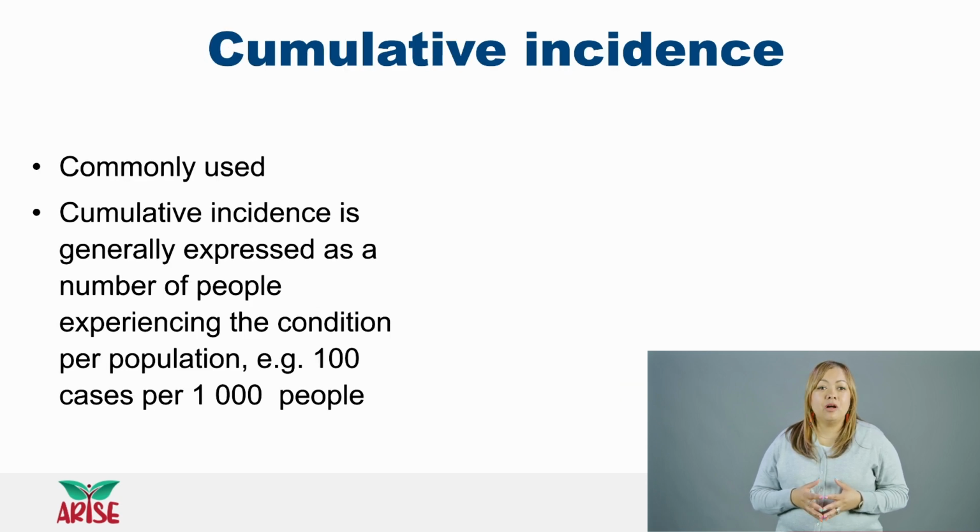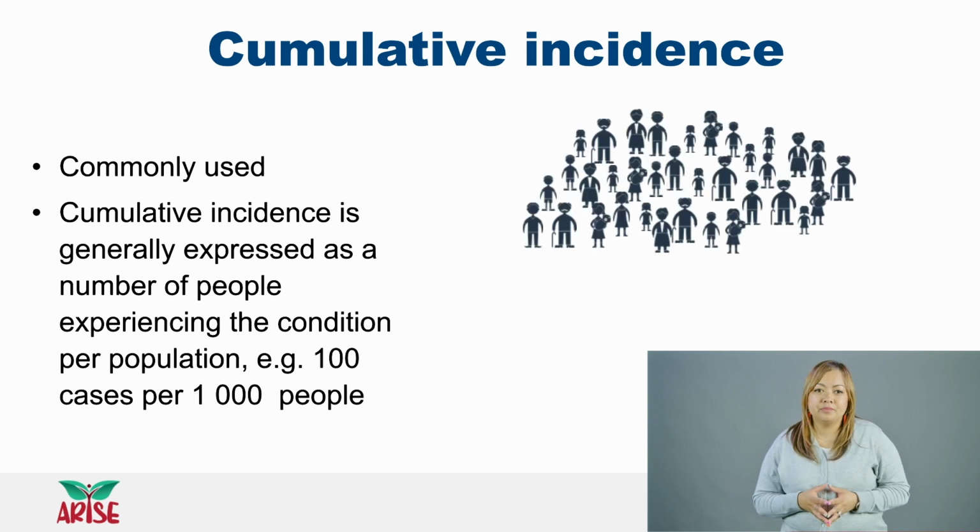Cumulative incidence is commonly used. It is generally expressed as the number of people experiencing the condition per population, for example, 100 cases per 1,000 people. Here's an example. Say we are assessing symptoms of anxiety in a population of 300,000 people aged 5 to 85 in Zimbabwe over a 12-month period.